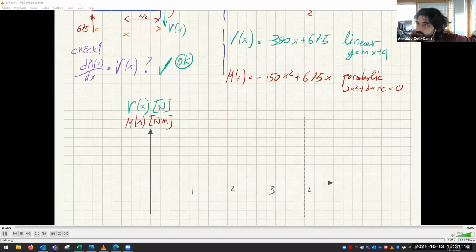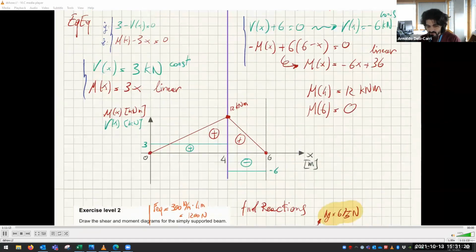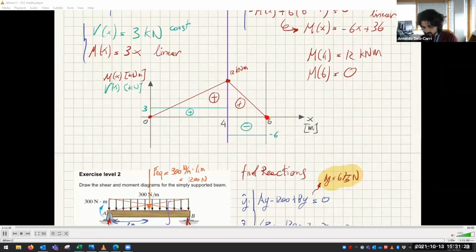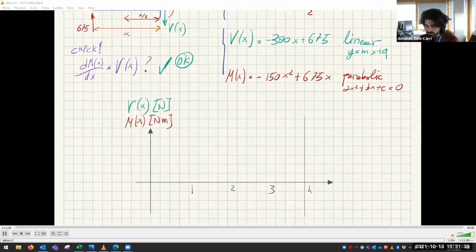Nabu is asking, will we be given a graph page to draw, or will we just sketch in the exam? You can sketch it exactly as I'm doing it. I'm just sketching it, and that's completely fine. The only thing I want is for you to write down all the interesting points. So at 0, it's 3. At 4, it's 12. At 6 is minus 6. And also, if this plot crosses 0, I also want you to find out where it does cross 0.